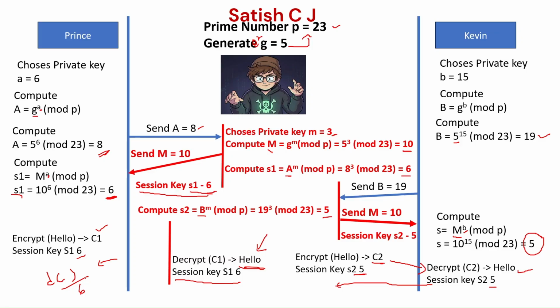And this happens due to a weakness in the Diffie-Hellman Key Exchange, wherein we are not authenticating the senders. So this is the man in the middle attack. I hope you are able to follow this numerical.